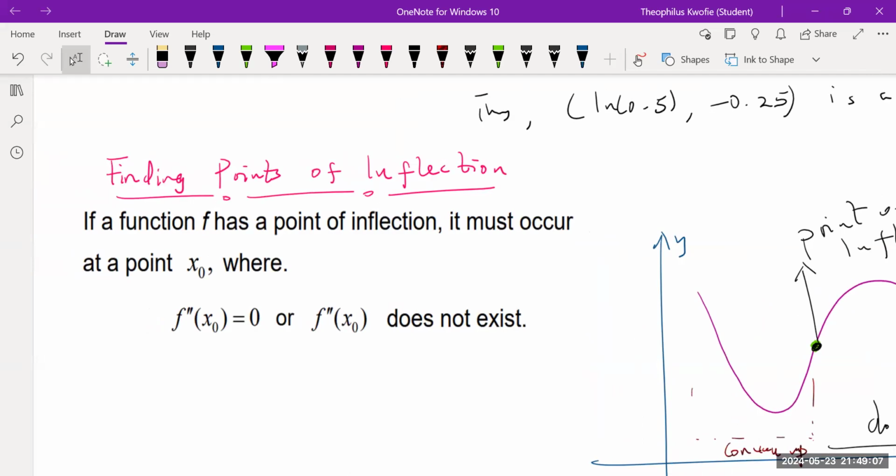With the second derivative, we have a way of solving problems. So we said that if a function f has a point of inflection at a point, let's say x naught, then the second derivative, which is very, very important, should be zero, or the second derivative should not exist. It's very, very important.